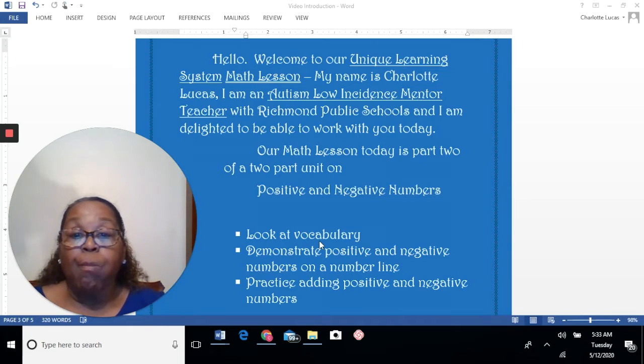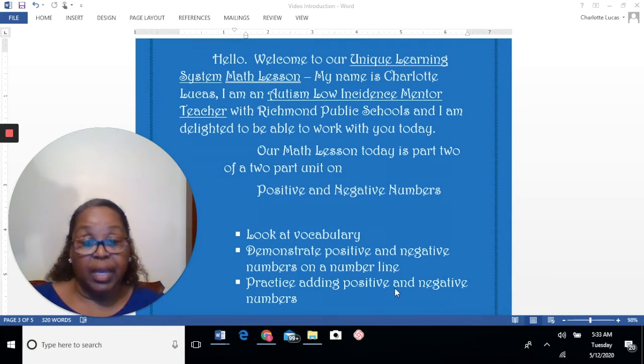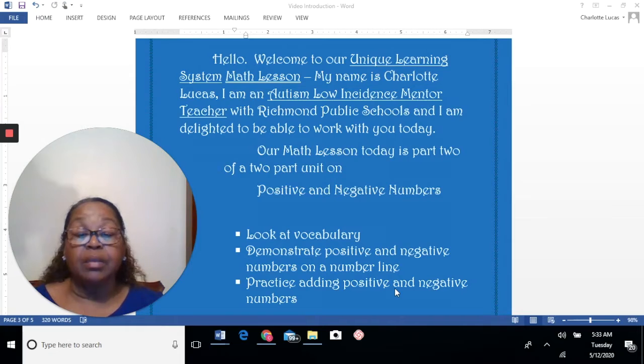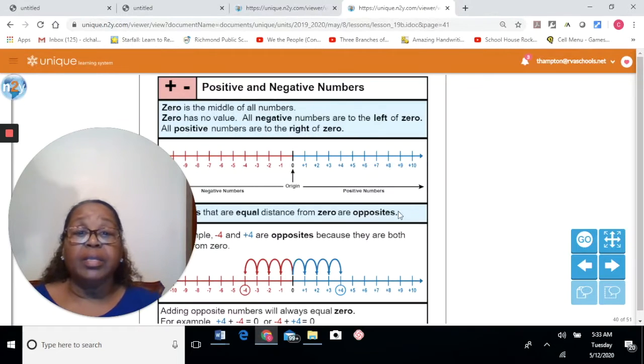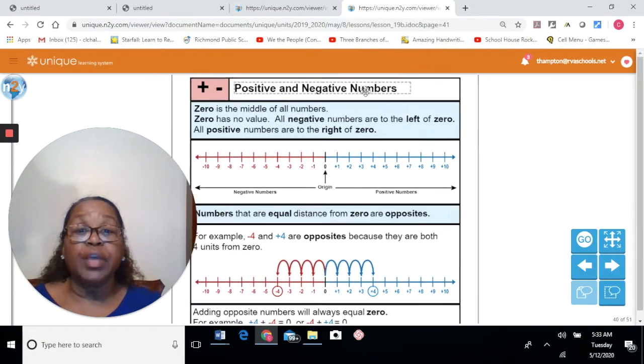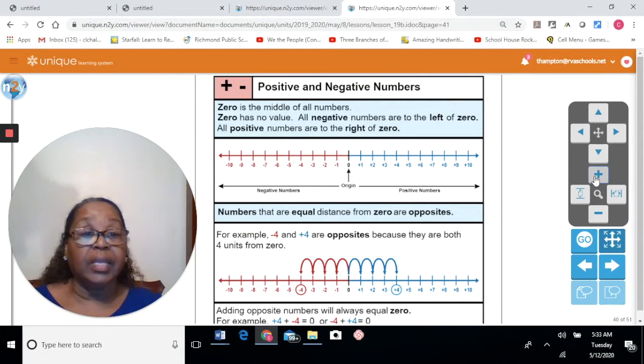Our math lesson today is part 2 of a 2-part unit on positive and negative numbers. We're going to look at some vocabulary, demonstrate positive and negative numbers on a number line, and practice adding positive and negative numbers. We have a lot to do, so let's get to work. First, we're going to do some vocabulary. Let me make this a little bit bigger so that I can see it.